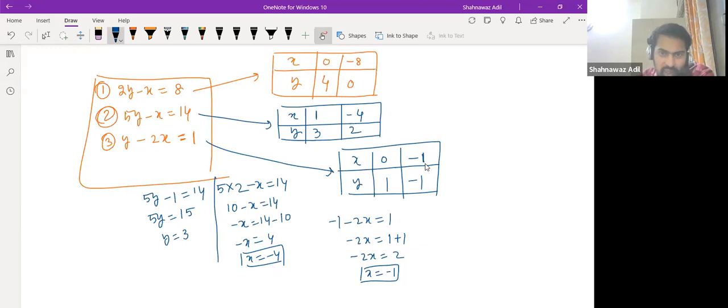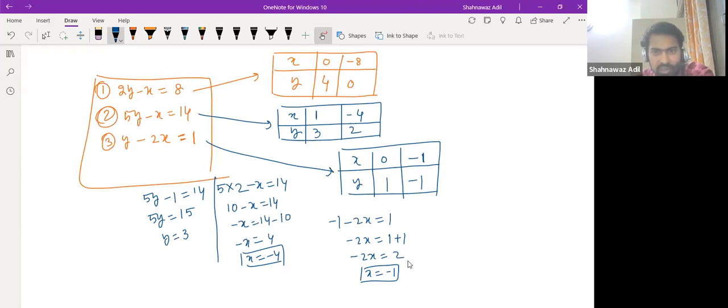Okay, this is minus 1, so minus 1, then this goes here, this becomes 2. So minus 2x equals 2. Yeah, this is correct.